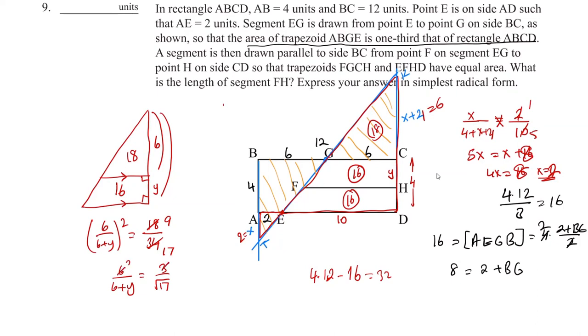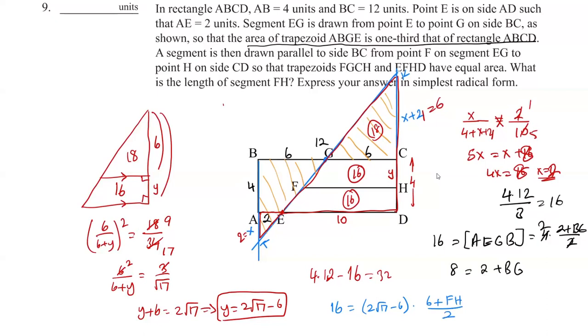And this can be simplified. So you will get y plus 6 equals 2 root 17, which is going to give us 2 root 17 minus 6 for the y value. And the area of GCHF is just the trapezoid. So 16 is equal to the y value, which is 2 root 17 minus 6, times the average of the bases, which is 6 plus FH divided by 2. This is the equation that we have to solve to get FH.